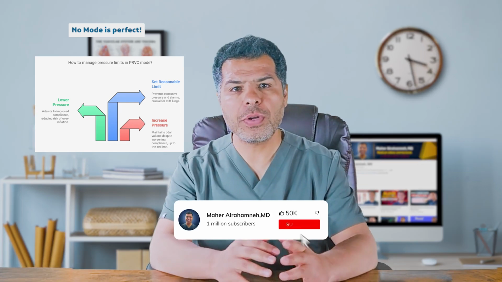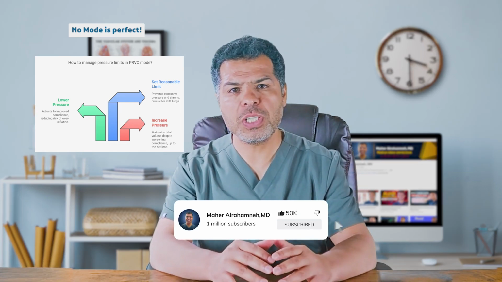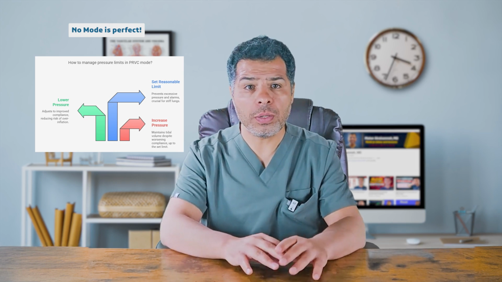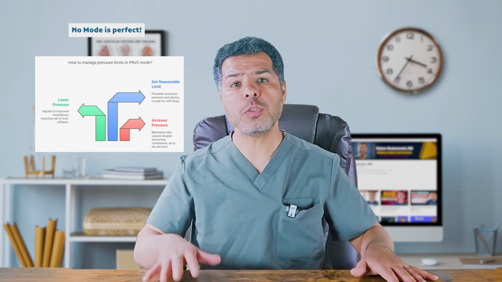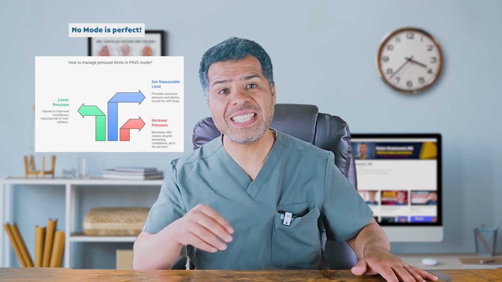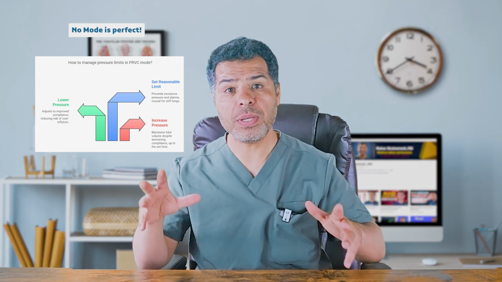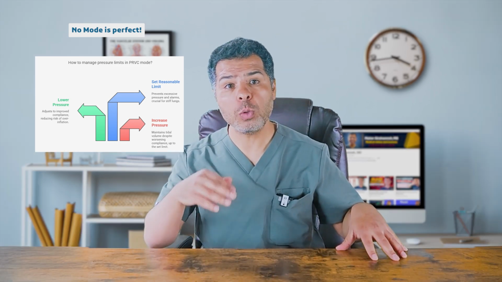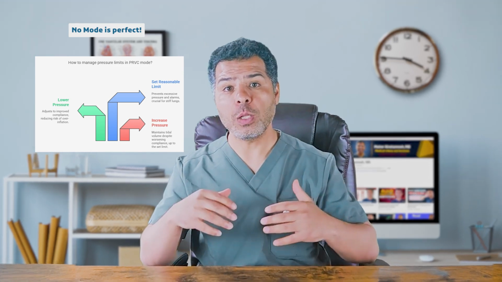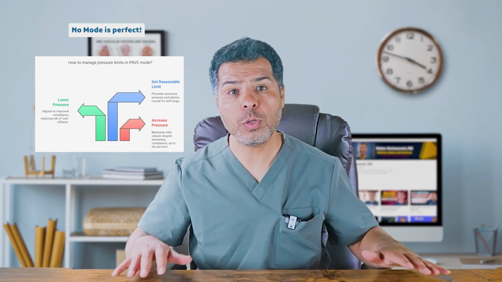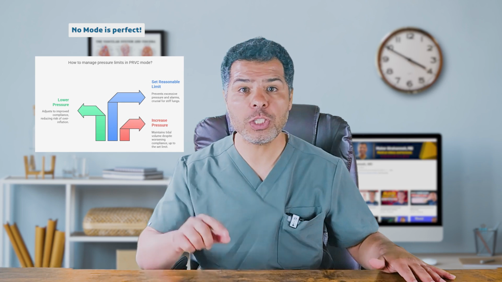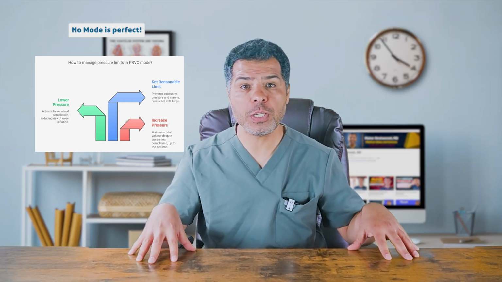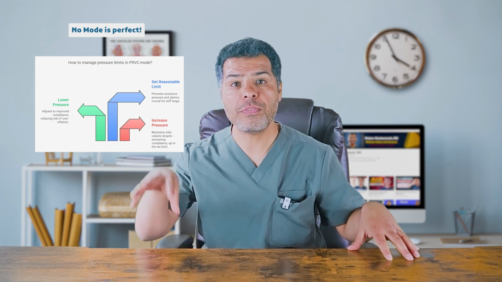That's why choosing a reasonable pressure limit is important, especially in patients with stiff lungs. 35 to 38 centimeters H2O are reasonable values. Now, some ventilators also require or allow you to set an inspiratory time, TI, in PRVC mode. If used, TI or inspiratory time helps shape how long the inspiratory pressure is applied. A longer TI can help improve alveolar recruitment and oxygenation in patients with stiff lungs, while a shorter inspiratory time may be needed in patients with obstructive lung disease to prevent air trapping.